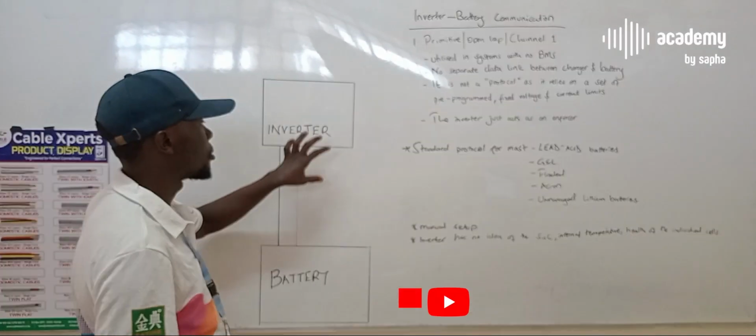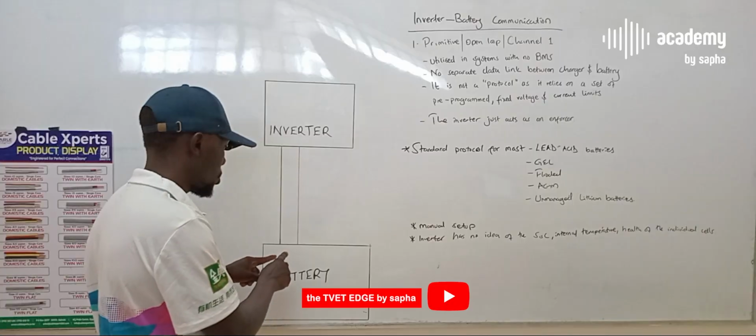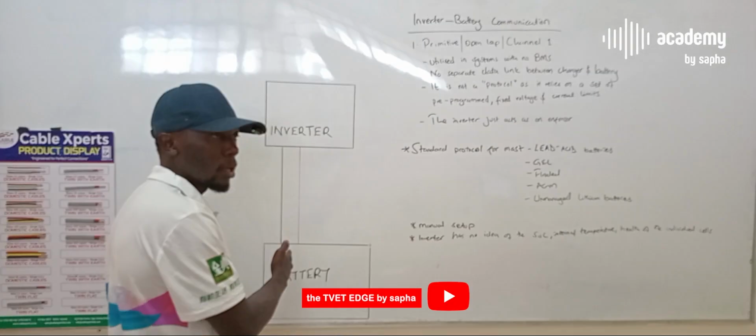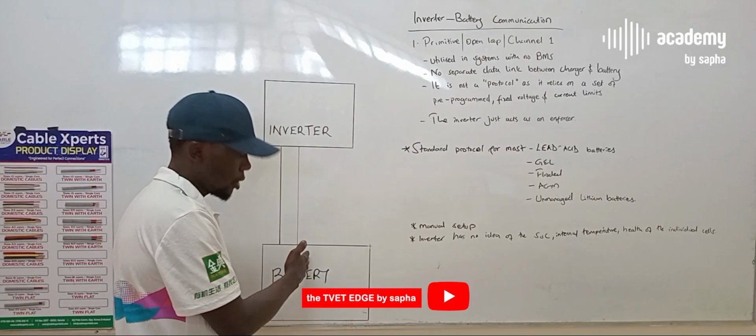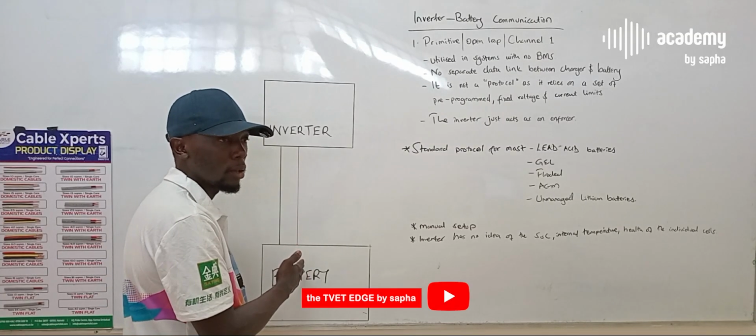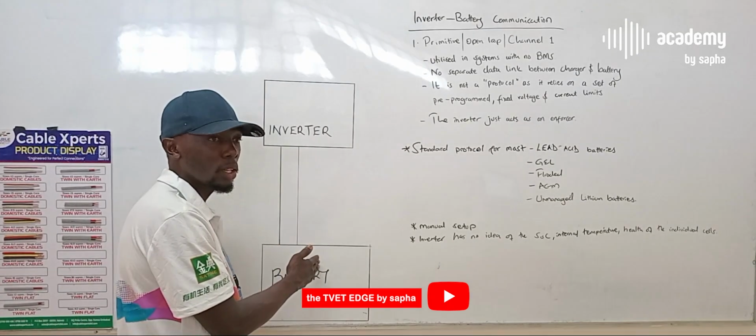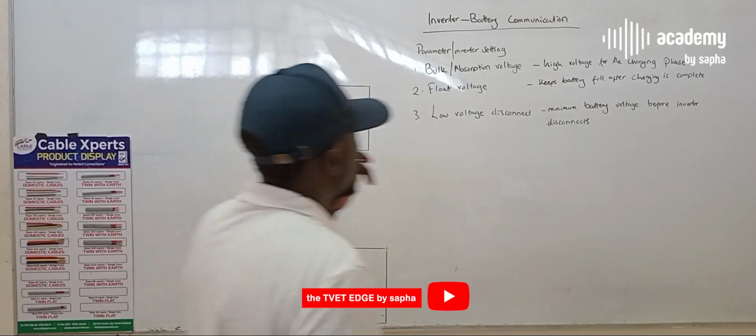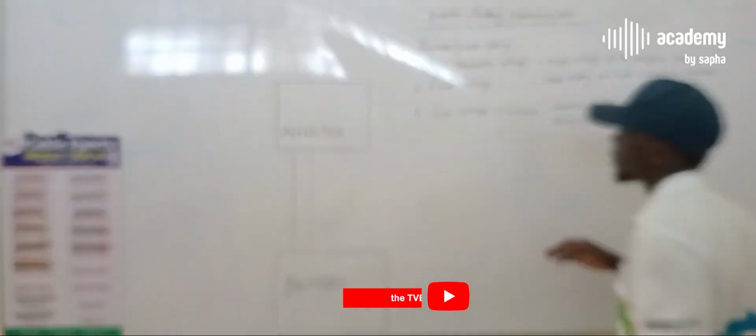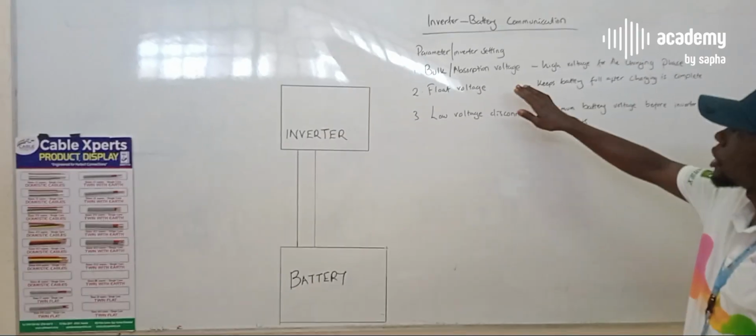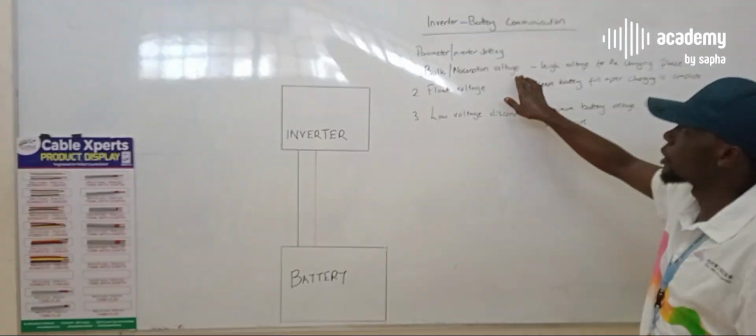So in this system, the inverter will just know the voltage across the battery pack. It will never be able to determine the individual health of the cells or the voltage of the individual cells or the state of charge of each and every individual cell. A brief example of what I was saying, the charging or discharging profiles. We have got the bulk or the absorption voltage.